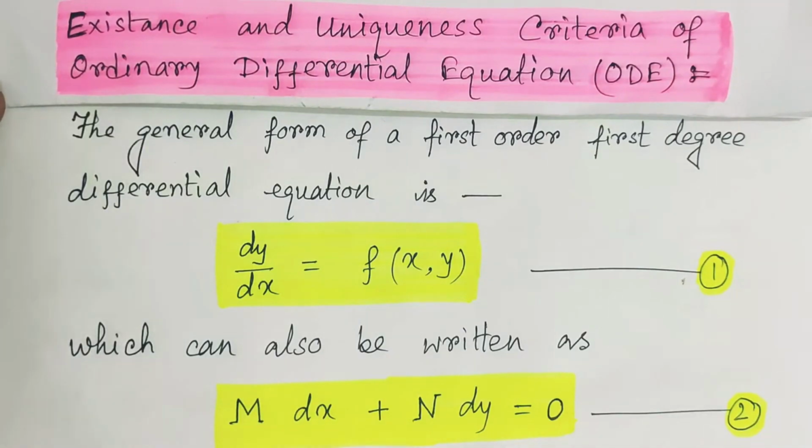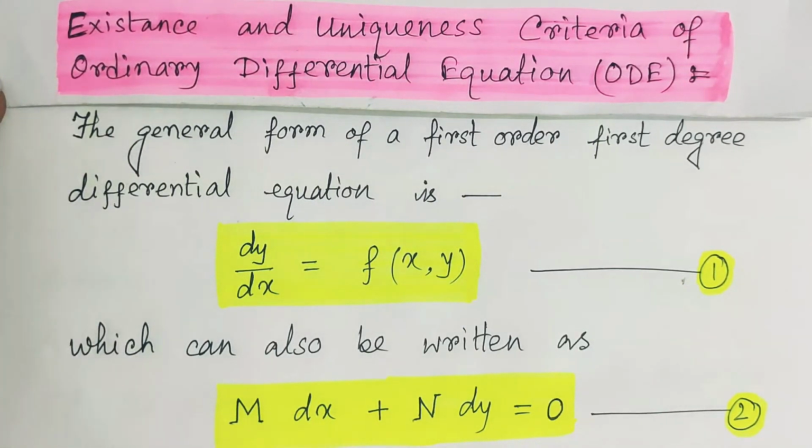Our target is to find out the solution of the ordinary differential equation. But for this ordinary differential equation, whether any solution exists or not, and if the solution exists, whether the solution is unique or not, that sense is required more. So before knowing how to solve a differential equation, we should come to know the existence and uniqueness criterion of the solution of the differential equation.